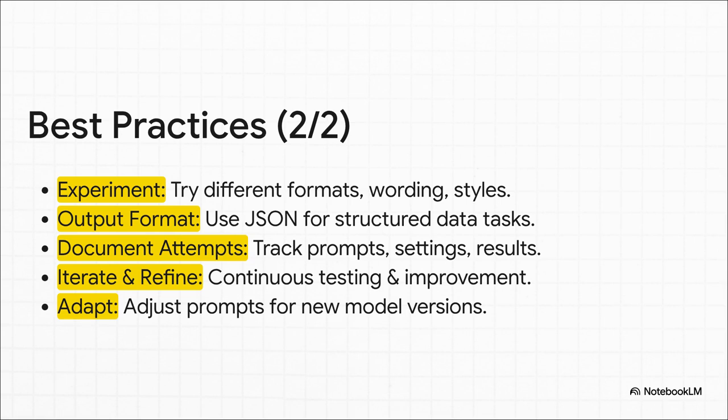Super important, document your attempts. Keep notes. Write down the prompt you used, the settings, what result you got. We'll look at a template for this next, but seriously, tracking your experiments is key to getting better, which leads to iterate and refine. Remember, prompt engineering is a process. Use your notes, see what worked, what didn't, and keep tweaking and improving your prompts. And lastly, adapt to model updates. These AI models are always getting updated. When a new version comes out, be ready to revisit your favorite prompts because the model's behavior might have changed slightly and you might need to adjust them.